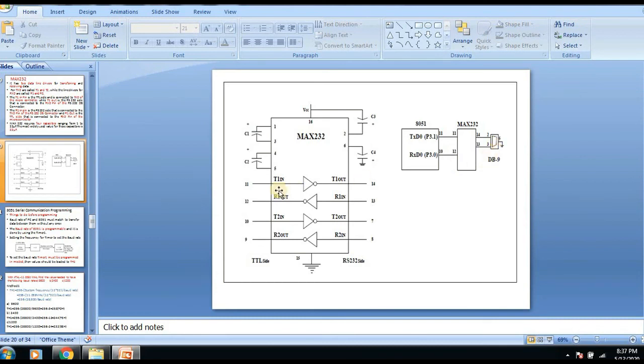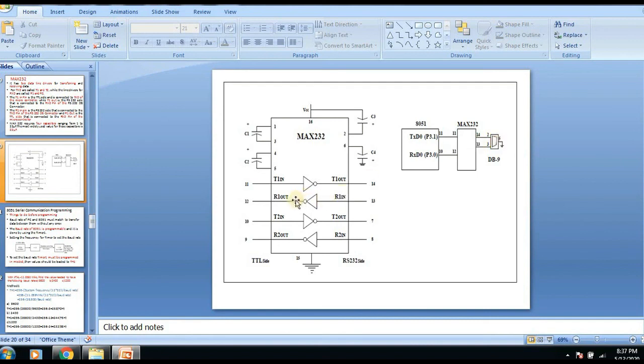Okay, so for example, if we consider this one, transmit in and transmit out. This transmit in is connected to the TxD pin of the 8051. You can see here it is pin number 11. Similarly T1 out, that is on the RS-232 side, is pin number 14, and that is connected to pin number 2 of the DB9, which is the RxD of the DB9 connector.